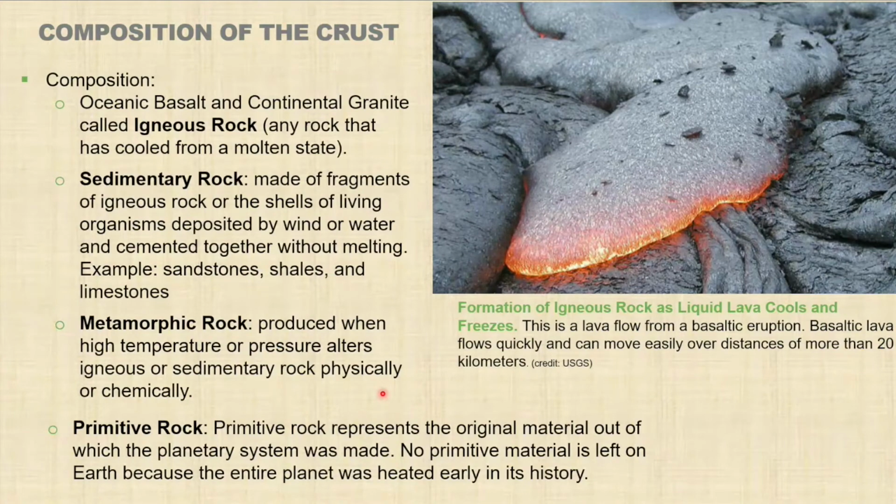Continuing the composition of the crust, we basically find three types of rock. The major division: the igneous rocks, the sedimentary rocks, and metamorphic rocks. If you're in a geology class, I'm sure you can further break down igneous rock into 10 different parts. But we are just looking in general. The oceanic basalt and the continental granite are the igneous rock, and they're mostly formed by cooling of the lava.